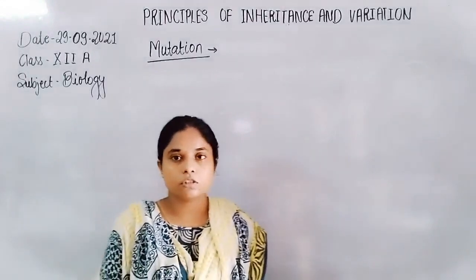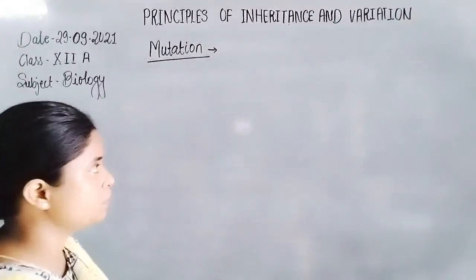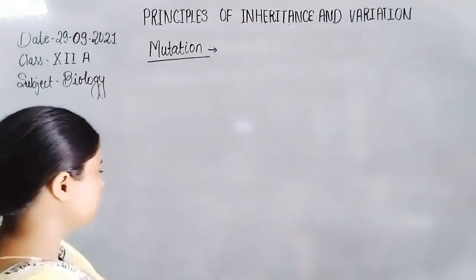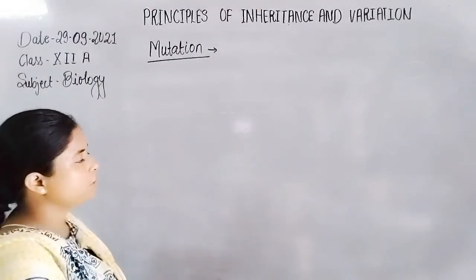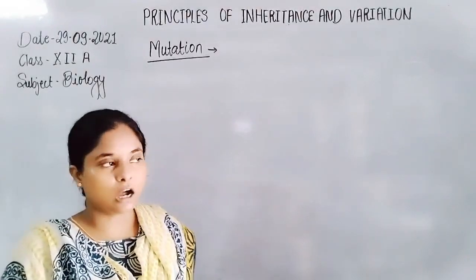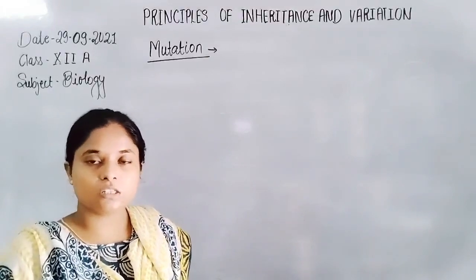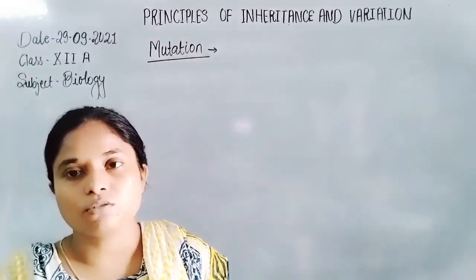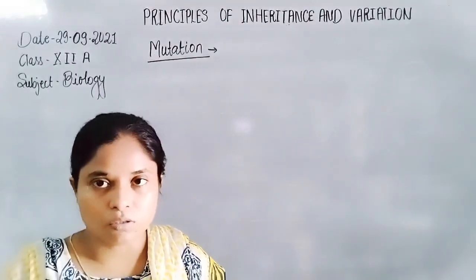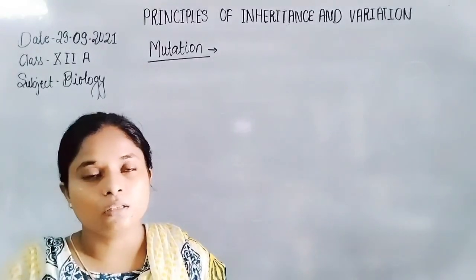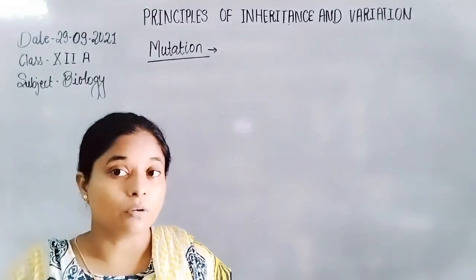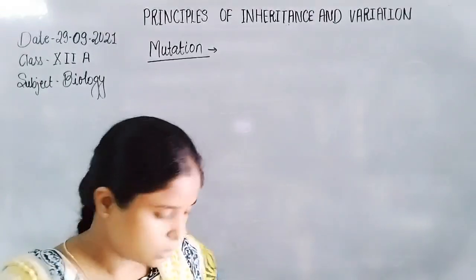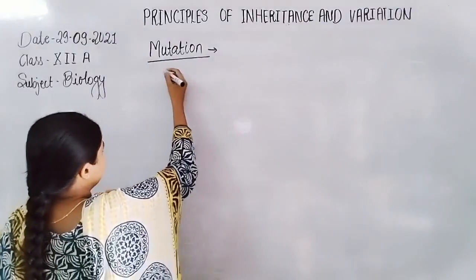In this class, I am going to start with another important topic of the chapter Principles of Inheritance and Variation. The topic is mutation. In this topic, we are going to discuss the types of mutation and how mutation is caused. A mutation is a sudden change in a chromosome. If mutation occurs, there is a change in the genetic sequence, or in the whole chromosome number, or more than one nucleotide or base pair is affected by the mutation. So mutation is a sudden change in genetic material or genes.